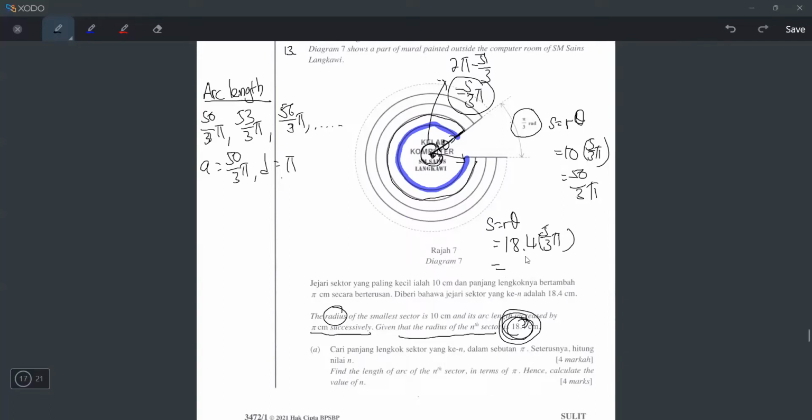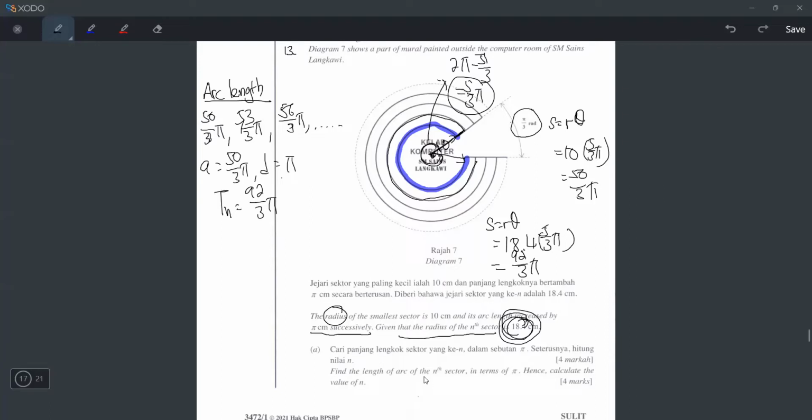For all the arcs, the angle is all the same. So you just press 18.4 times the 5 over 3 pi. But don't press the pi, because for your progression, you leave the pi there. So times 5 divided by 3 is 92 over 3 pi. It means one day, this value will reach 92 over 3 pi. Because it's 50 over 3 pi, that's the first arc length, second arc length, third arc length, and it keeps increasing. But I know the Tn, one day it will be 92 over 3 pi, because they say the radius of the nth sector is 18.4, and I use the radius to find the arc length, which is 92 over 3 pi.